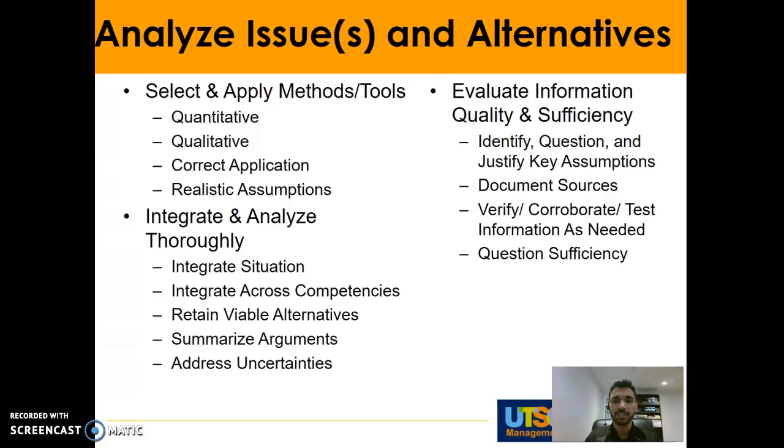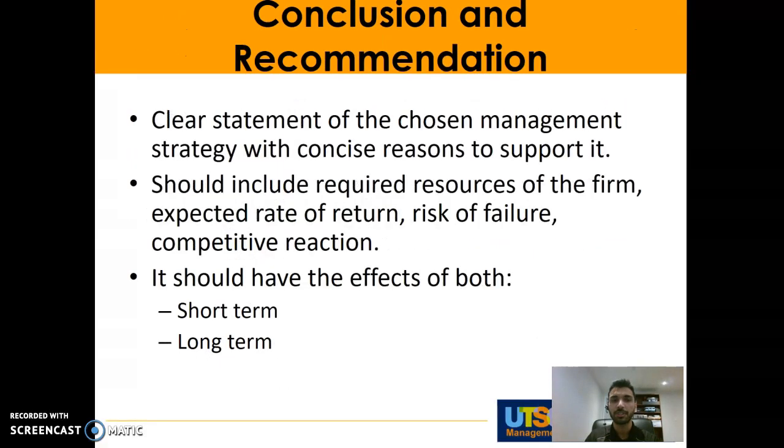When you're analyzing the issues, try and give one or two different alternatives, and when you're done giving those alternatives, you want to make a clear recommendation or conclusion, and you want to tie that recommendation or conclusion back to your users and what they would care about.